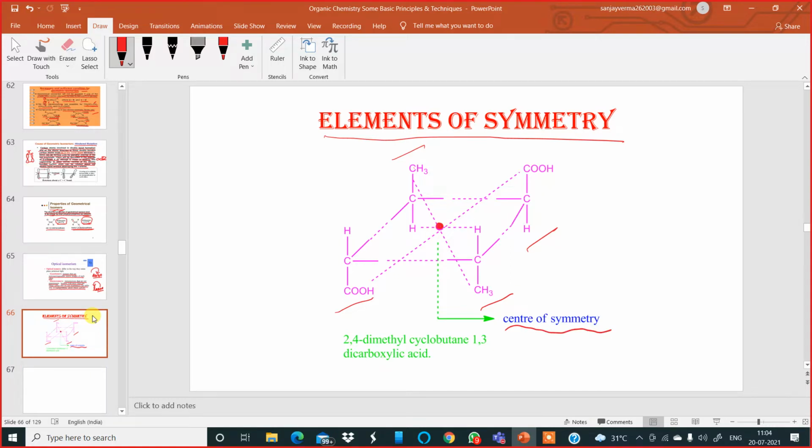Now, for a compound to be optically active, it should not have a center of symmetry and it should not have a plane of symmetry. So, if an organic compound has a center of symmetry and has a plane of symmetry, then that compound will not be optically active. So, that is one point to be kept in mind to understand the elements of symmetry.